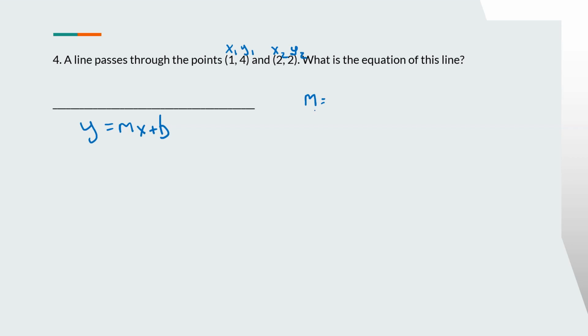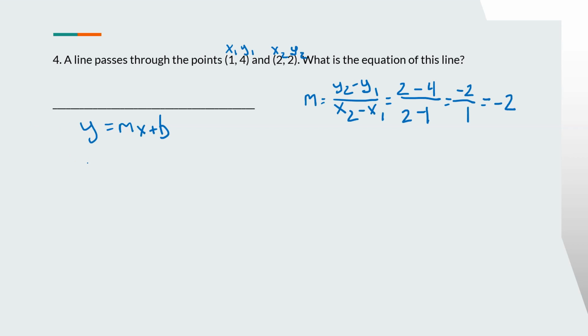So slope equals y2 minus y1 over x2 minus x1. Well, I got my points up here. I can now use them. So y2 is 2 minus y1, which is 4, all over x2, which is 2, minus x1, which is 1. So I can do the math. 2 minus 4 is -2, and 2 minus 1 is 1, and we know that anything over 1 is itself. So my slope is -2.